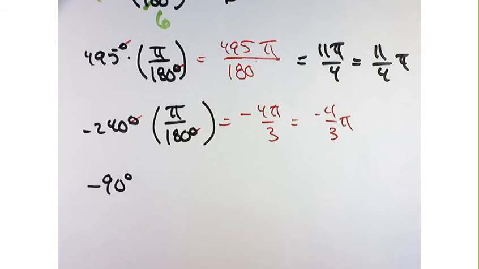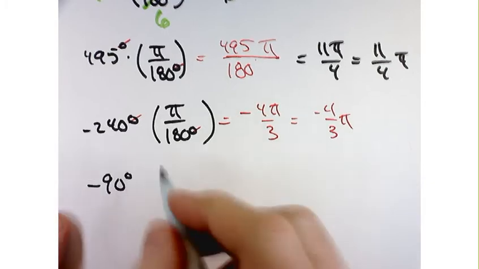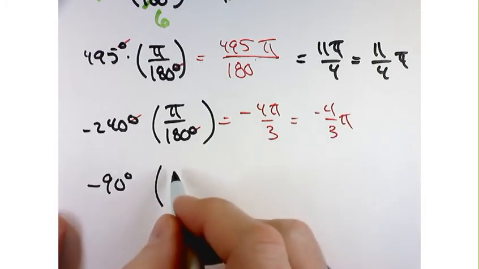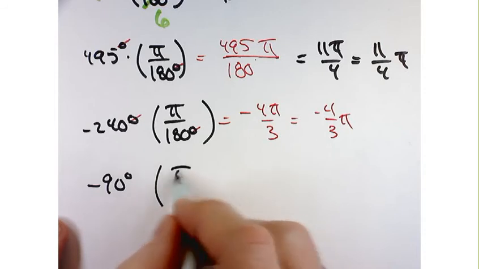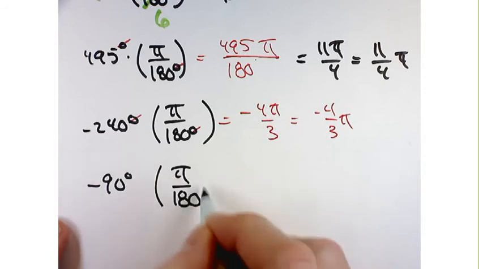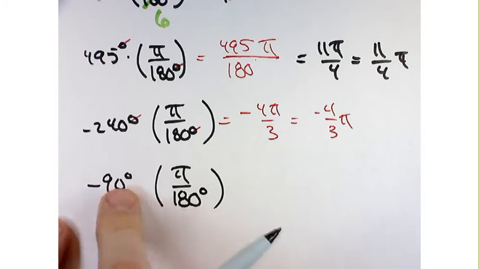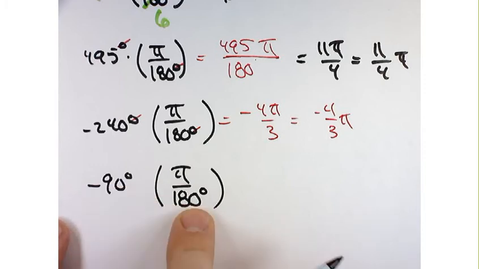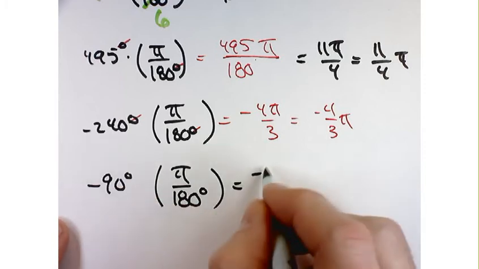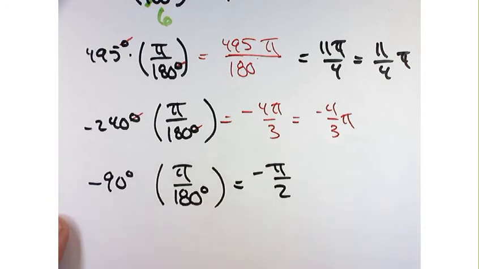How about negative 90? What'd you get on that one? William, what'd you get when we converted that? Perfect. So degrees cancel. 90 goes into 90 once and into 180 twice. So it should be negative pi over 2. Pi over 2, negative pi over 2, those are going to come up a lot. So it's helpful to get familiar with them. But in doing the homework, you are going to get familiar with them.